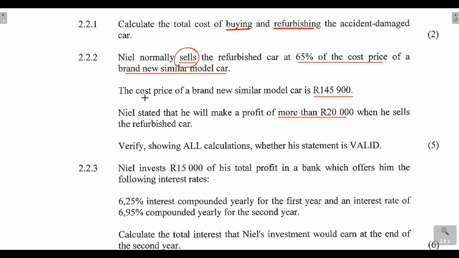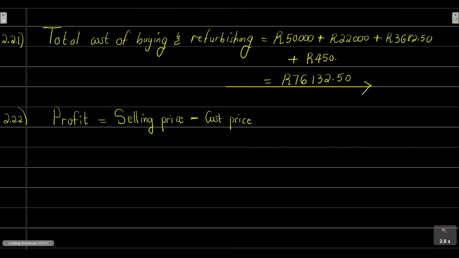Okay, so here, this sentence tells us how we can get the selling price of this refurbished car. We're told that the selling price is 65% of the cost price of a brand new similar model, and that brand new similar model costs 145,900.